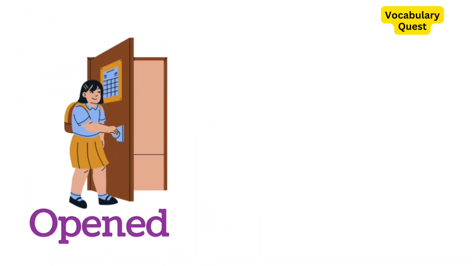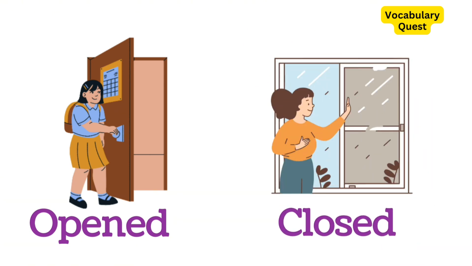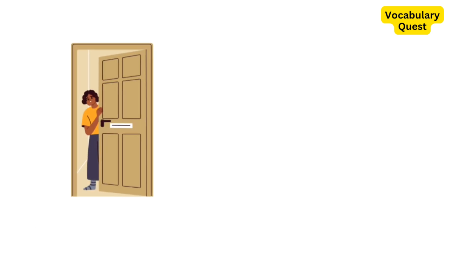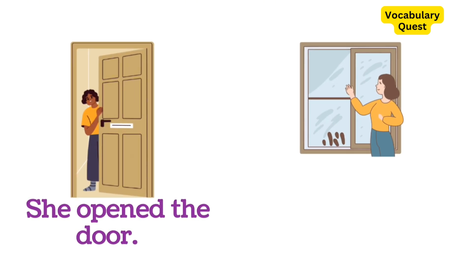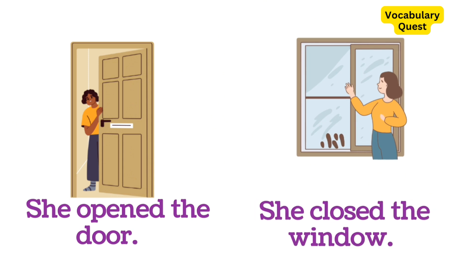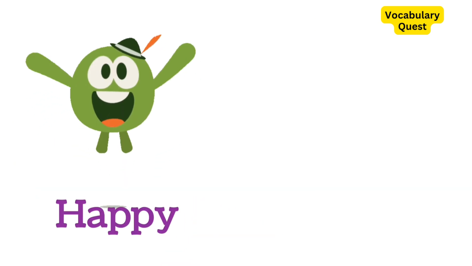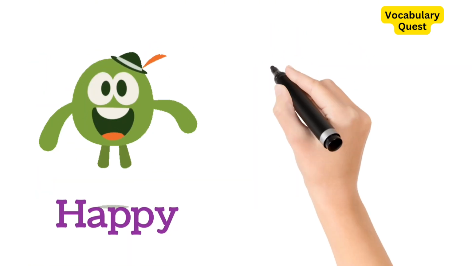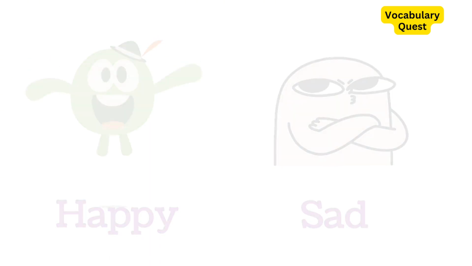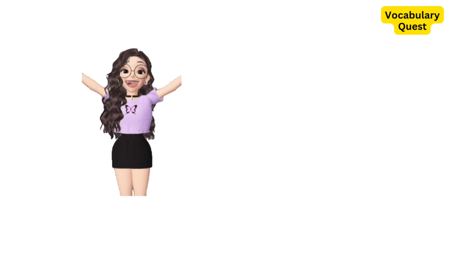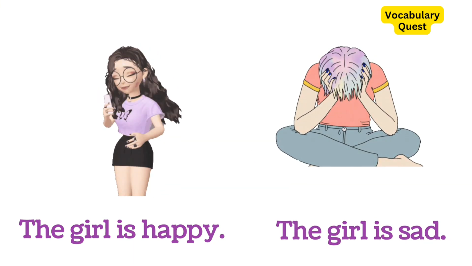Opened, closed. She opened the door. She closed the window. Happy, sad. The girl is happy. The girl is sad.